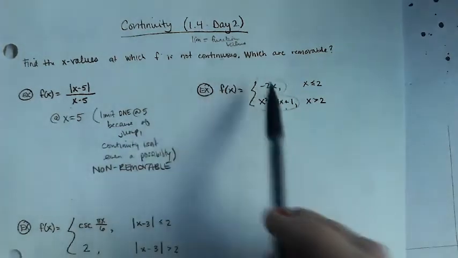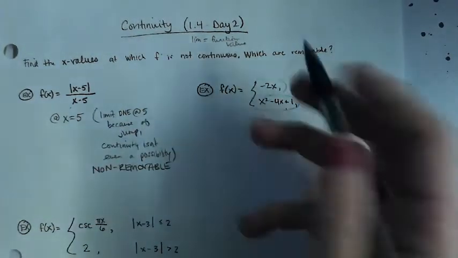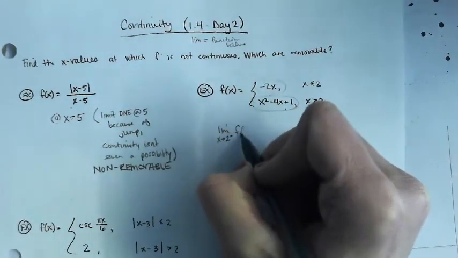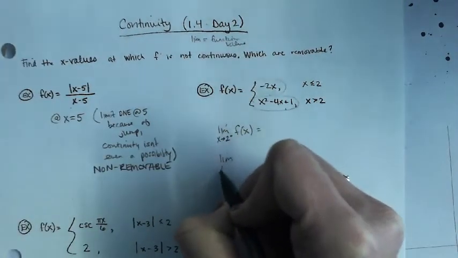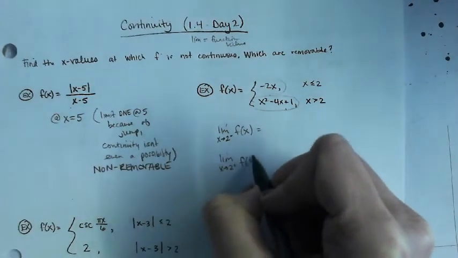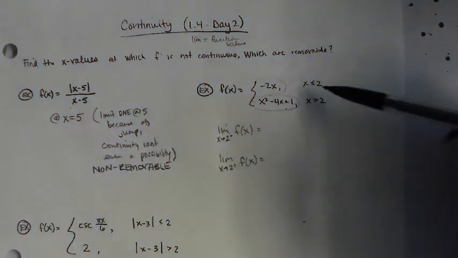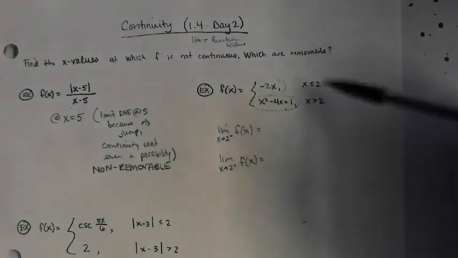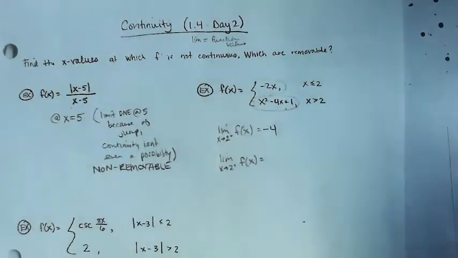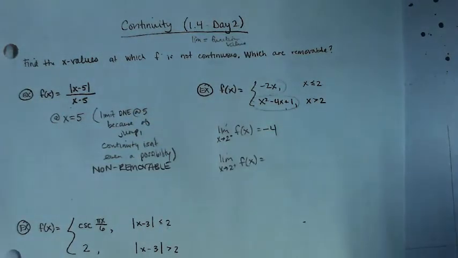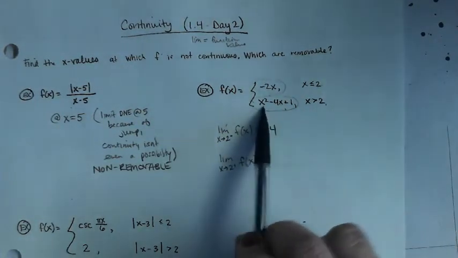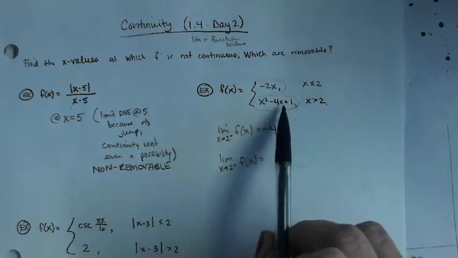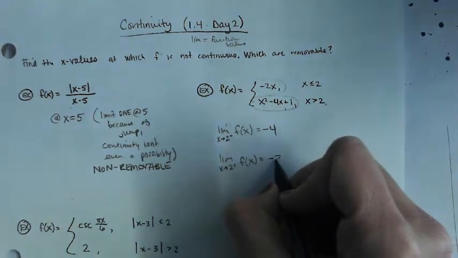So before we look at continuity, let's see if the limit even exists. So the limit as x approaches 2 from the left, and the limit as x approaches 2 from the right. From the left, we're using numbers less than 2, so that would be equation 1. So plug in 2 there, and you get negative 4. And then 2 from the right, if I plug that into this one, 4 minus 8 is negative 4. Negative 4 plus 1 is negative 3.